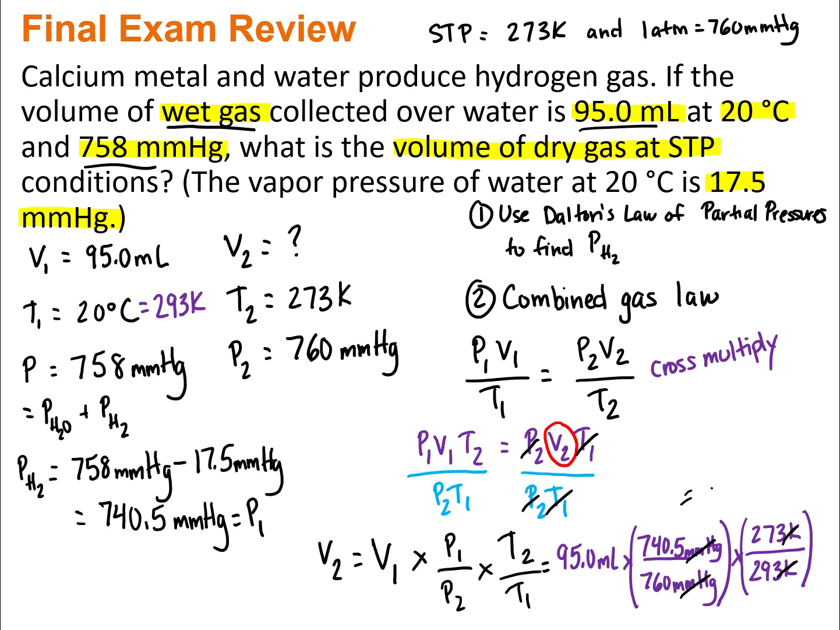When you do this math, you should get 86.2 milliliters. All gas laws, but we had to combine a couple of them to get to the answer. That's kind of the theme for the final exam.